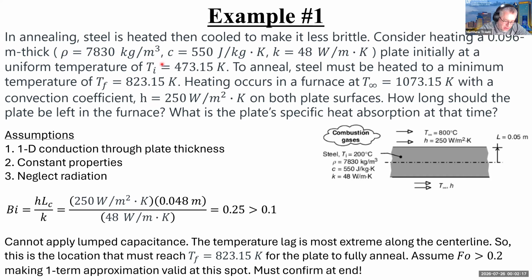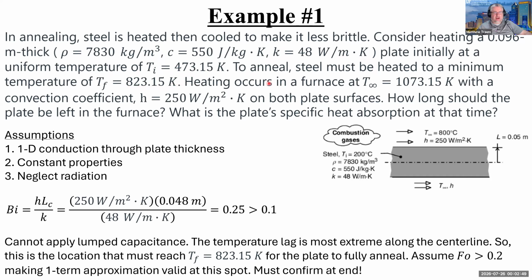Let me just make sure I add the word steel in there. These are the density, the specific heat, and the thermal conductivity for steel. It's initially at a uniform temperature of 473 Kelvin. And to anneal, steel as a material has to be heated to a minimum temperature of 823 Kelvin.